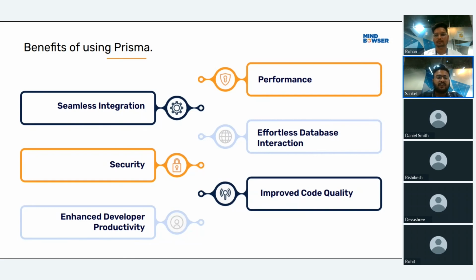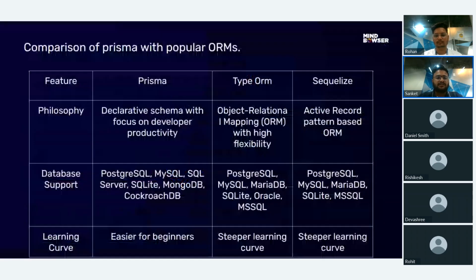Next, we have enhanced developer productivity. Prisma has reduced boilerplate code, simpler complex queries, and benefits from automated migration and schema management. So these are some of the benefits of using Prisma. Next, we'll compare Prisma with other popular ORMs.